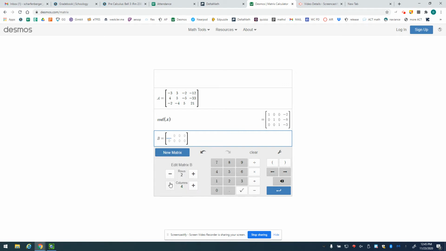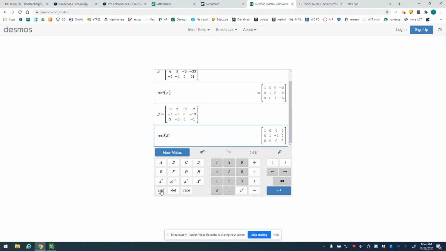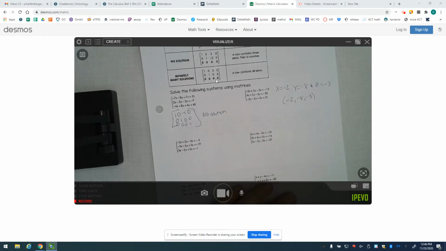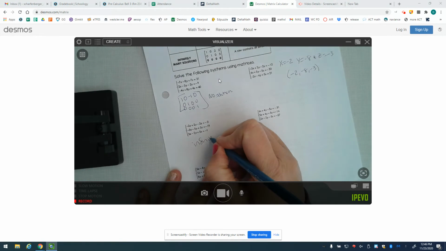So let's do 4 columns, 3 rows. So the next one, oh no, I didn't hit the tab button. So I'm going to reduce with my B. And do you see this time right here, I end up with 0, 0, 0, 0, 0. If we go back to our notes, remember 0, 0, 0, 0 means infinitely many. So this one right here means that we have infinitely many solutions.